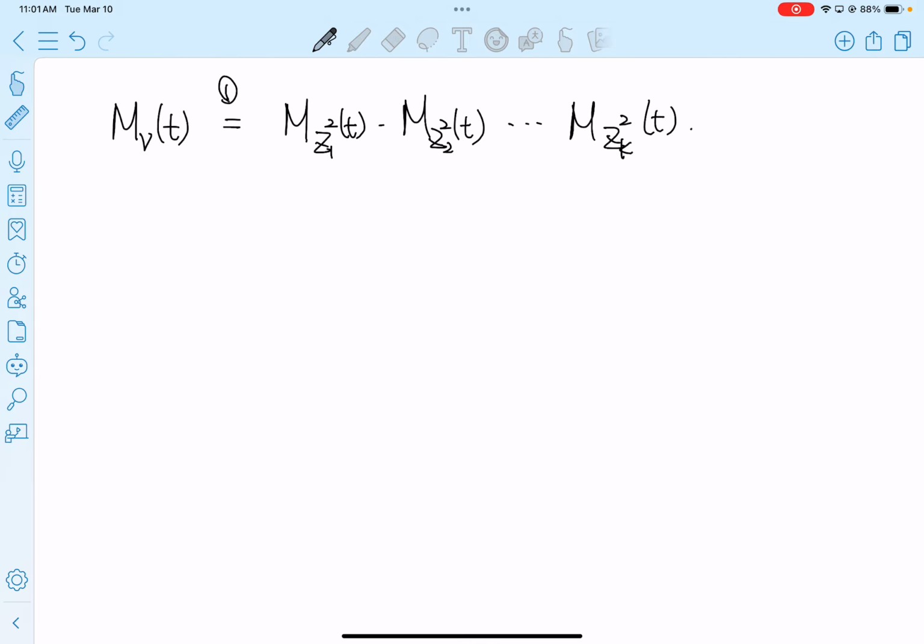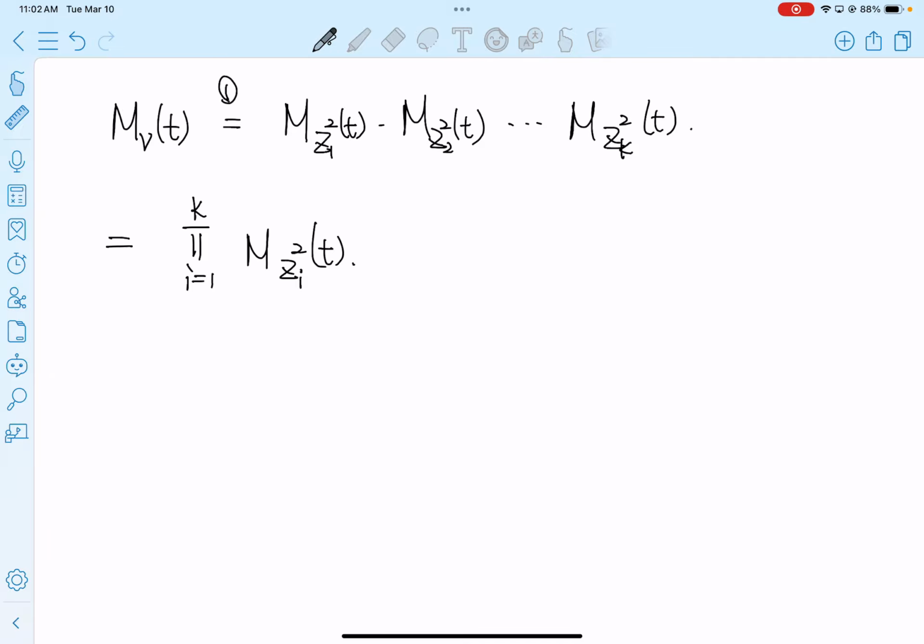Okay, so now we need to handle the moment generating function for the individual standard normal. Because they are independent and identically distributed, and we replace by the products, we can just work with one random variable zi.